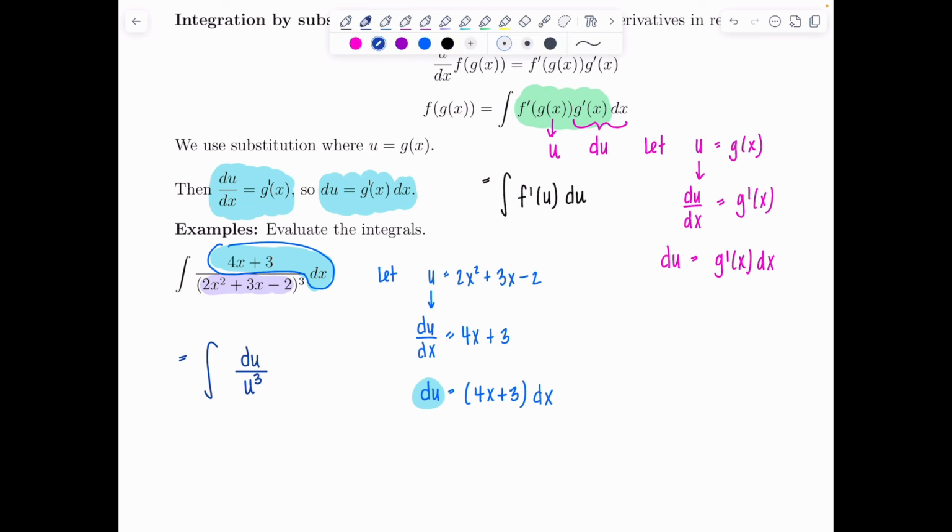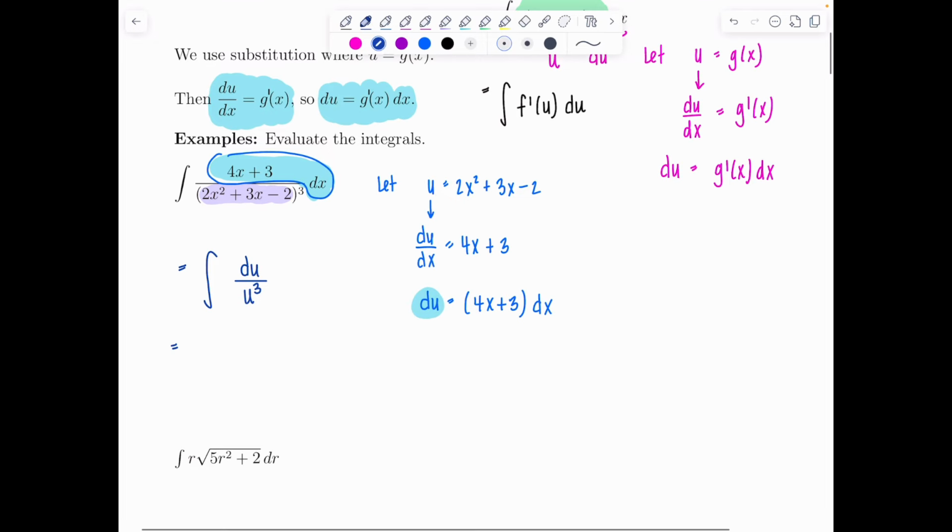Now, I would recommend right now, just rewrite that. That's the same as integral u to the negative third du. Yes? Good. And then now we can take the antiderivative. So add 1 to the exponent. Negative 3 plus 1 is negative 2. Be careful. And then divide by the new exponent. And then don't forget to put plus c. Ooh, so many dangerous maneuvers.